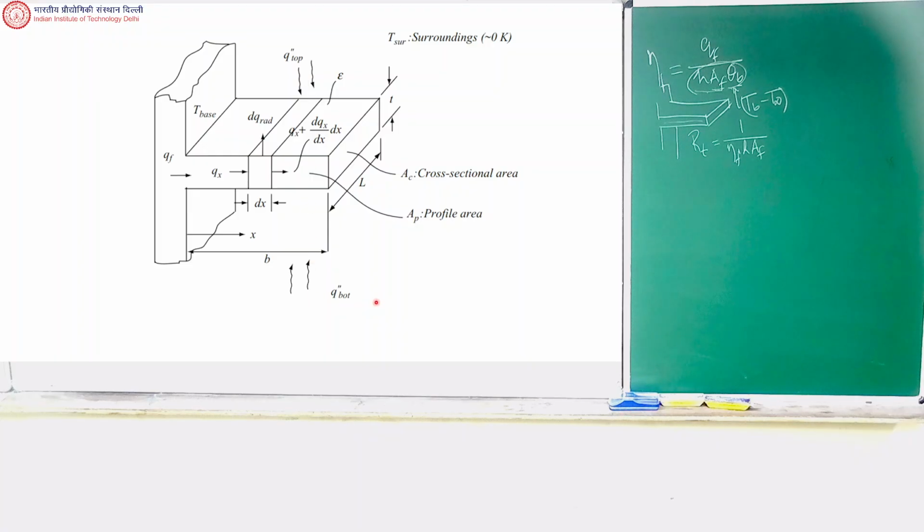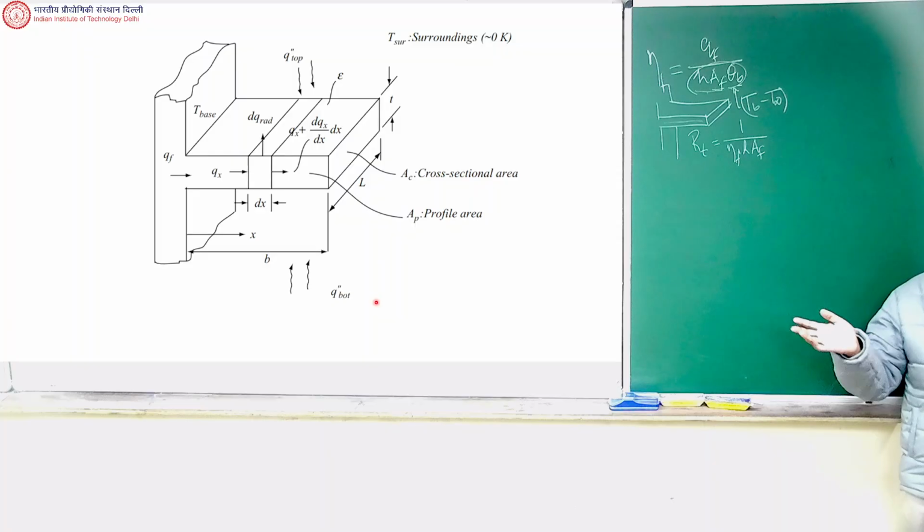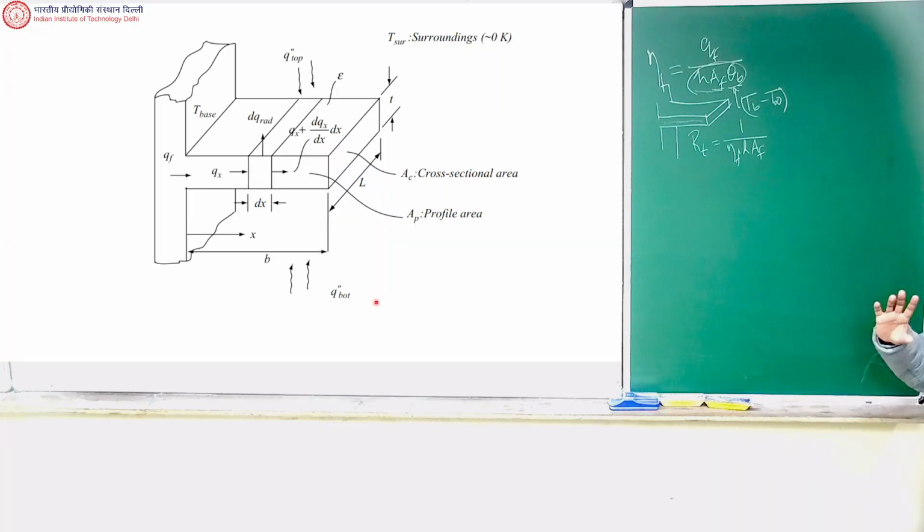Where is the radiation coming from? Radiation will come from other celestial bodies, like it can come from the sun, it can come from some other planet or whatever, right? Some objects from a very long distance. Radiation can travel without a medium, right? And even if that's very far away, it can still come, right? So there is a q double prime top and there is a q double prime bottom. Okay. Emissivity is something which depends on the material of this, obviously.